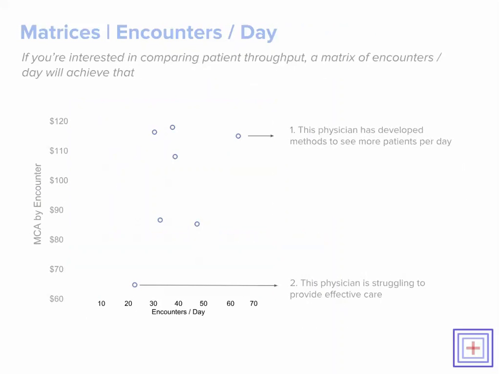Similar here, we have encounters by day. So what's the Medicare allowable by encounter on the vertical axis, and then what are the encounters by day? So for instance here, this physician up here is seeing 60 patients a day, and the average Medicare allowable is just around $112. This would be for essentially level 2 to level 3 clinic visits is what you're looking at here. So the question here is, how has this physician developed methods to see all these patients? And then this physician struggling to provide that cost-effective care. So you want to, again, tease out what the best physicians do, and then make sure you carry that out across all your physicians.